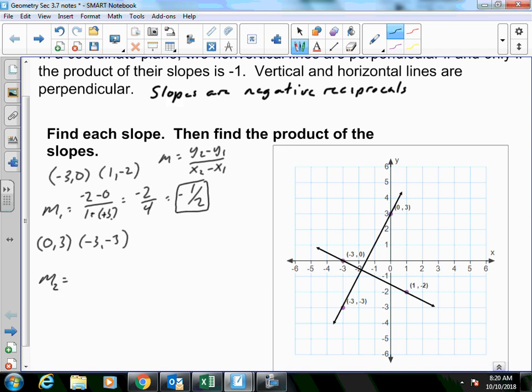So the slope of the second line is going to be -3 minus 3 over -3 minus 0. Should give us -6 over -3, which will simplify to +2. Or if we want it as a fraction, 2 over 1.